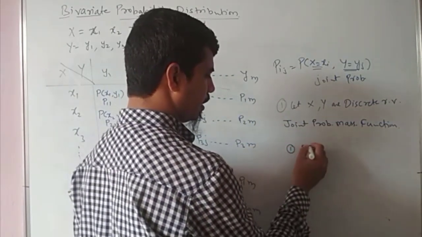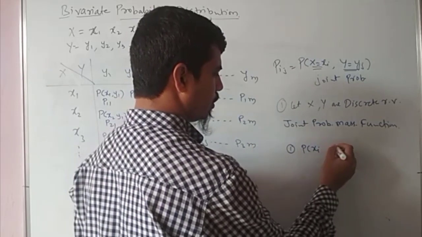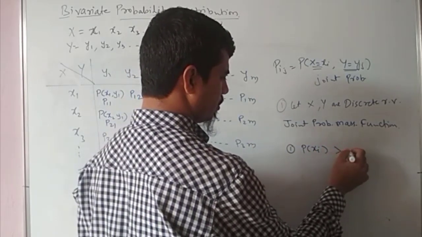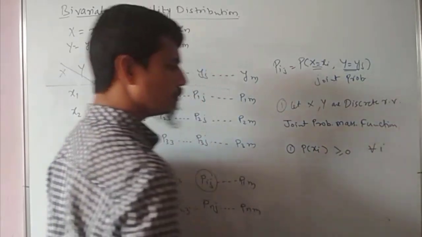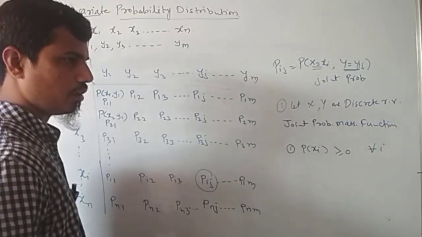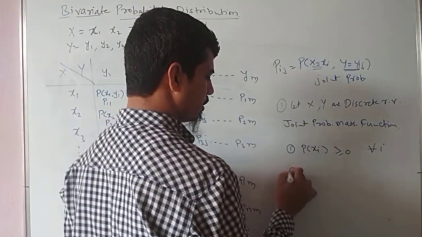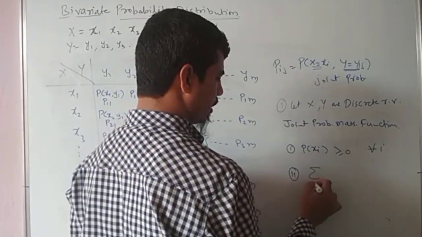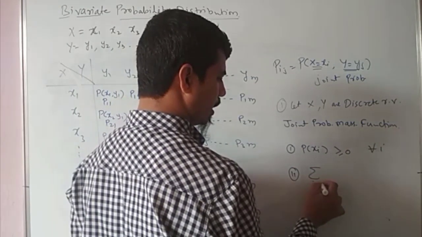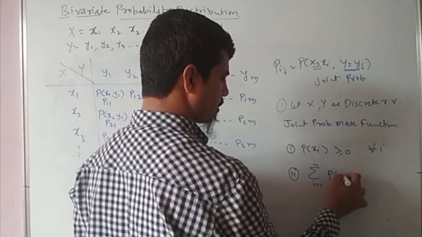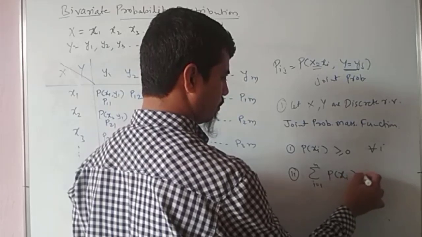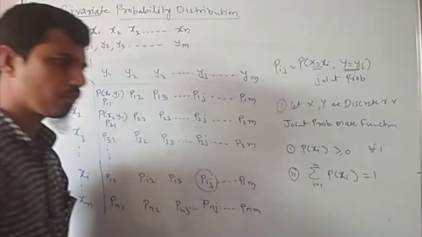The first condition is that p of xi is greater than or equal to 0 for all i. And the second condition is that the summation over i, where i equals 1 to n, of p of xi equals 1.